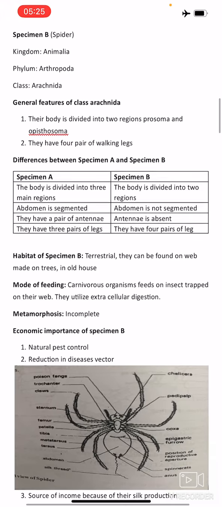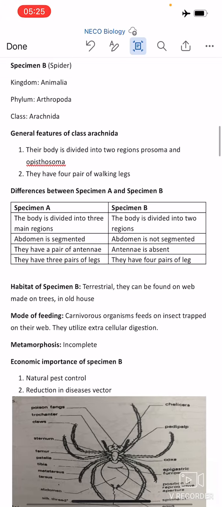So specimen B, the spider. It also belongs to the kingdom Animalia and phylum Arthropoda, but the class of spider is different. Spider belongs to the class Arachnida, and this is their general body feature: the body is divided into 2 regions, and they have 4 pairs of walking legs.